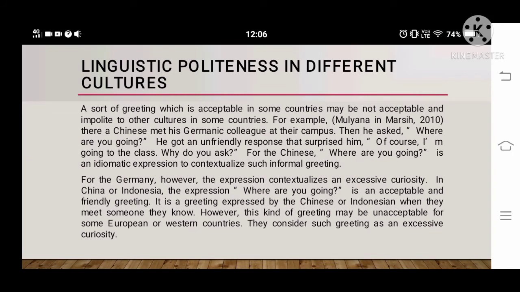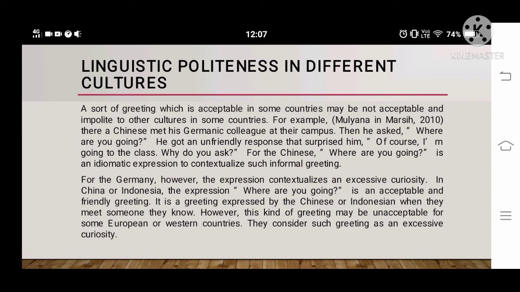A sort of greeting which is acceptable in some countries may be not acceptable and impolite to other cultures. For example, Mulyana in Marsi 2010: a Chinese met his Germanic colleague at their campus. Then he asked, "Where are you going?" He got an unfriendly response that surprised him. And then he answered, "Of course, I'm going to the class. Why do you ask?"